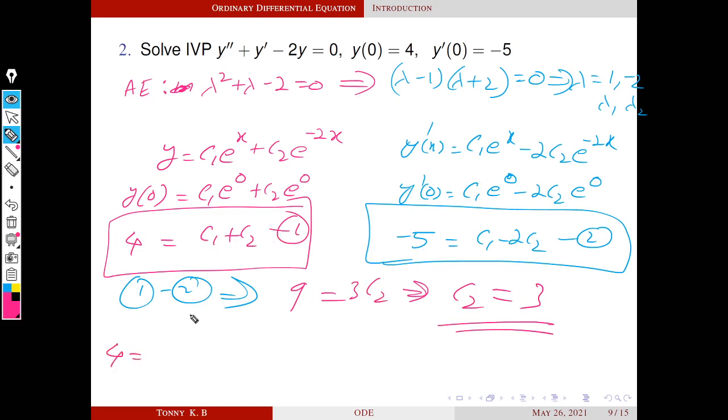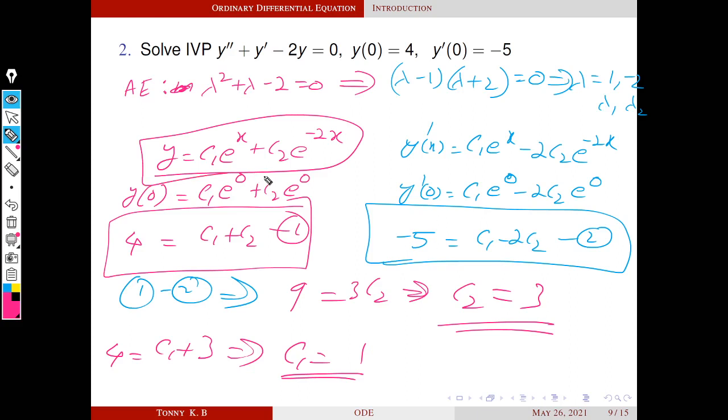So we have 4 is equal to c1 plus c2. What is c2? c2 is 3. So c1 equal to 4 minus 3, that is 1. So ultimately c1 is 1 and c2 equal to 3. You have to find a solution satisfying all these conditions. You got it? So what about this solution? This is our general solution.